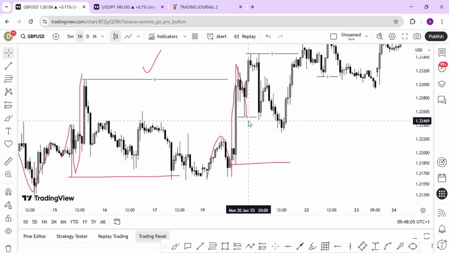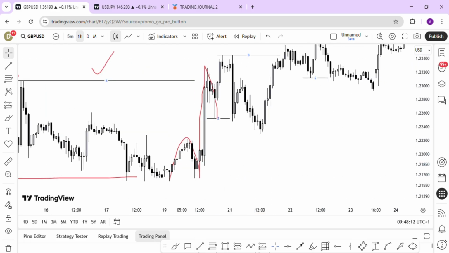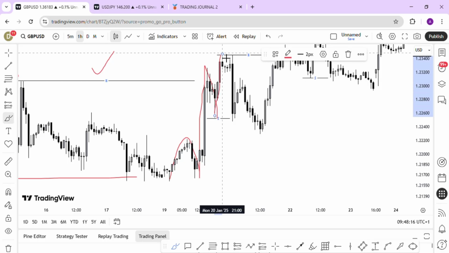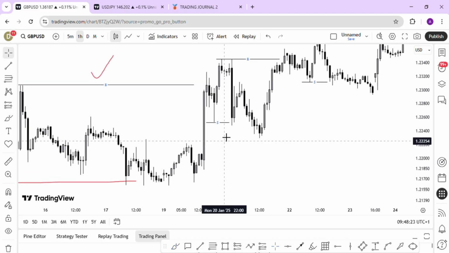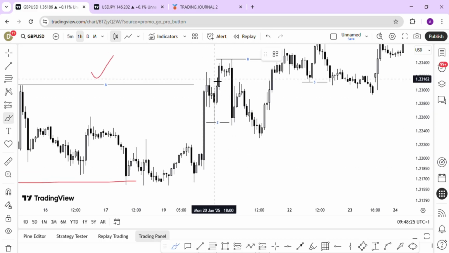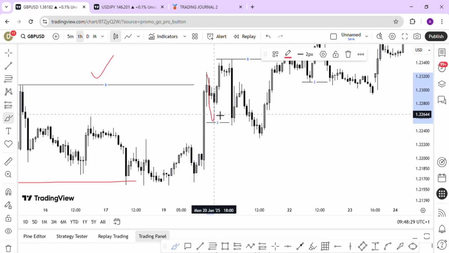Then when the break of structure happened, the market did what? Refused to come here. Then it did what? It created another pullback from here. So this now serves as our recent pullback. I don't want this chart to be too long. So this serves as our recent pullback after the break of structure.